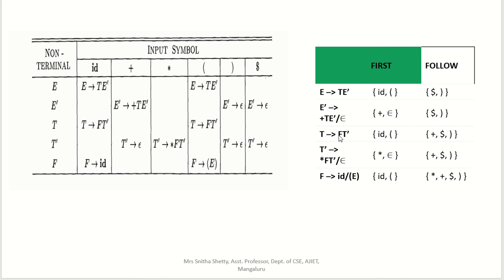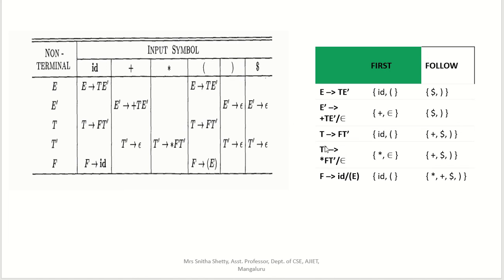So what is first of F? The first of F is ID and open parenthesis. So under ID and open parenthesis, you are placing that production. Which production? T gives FT'. Under ID and under open parenthesis, you are placing the production T gives FT'.